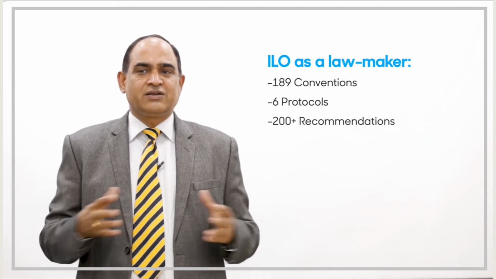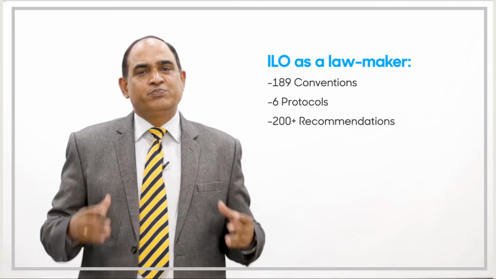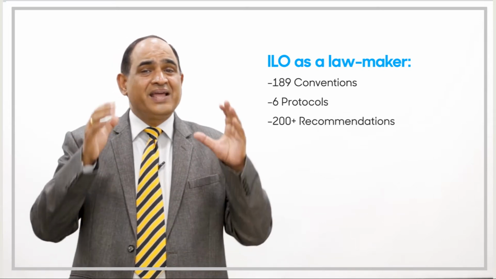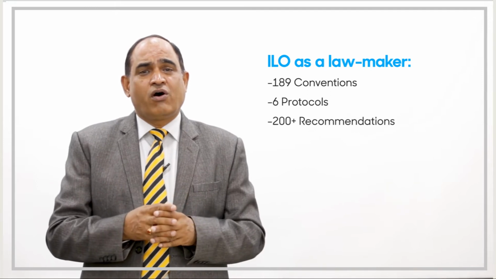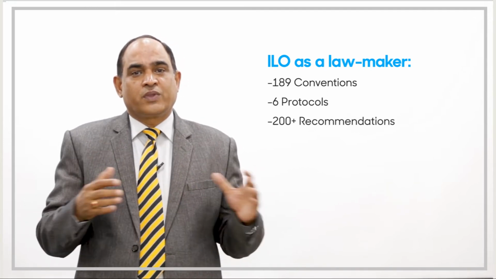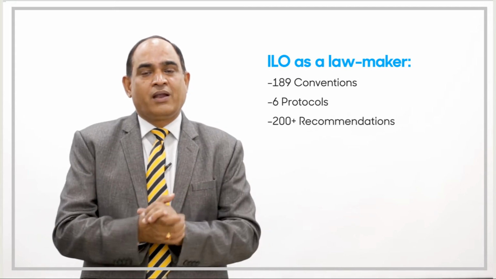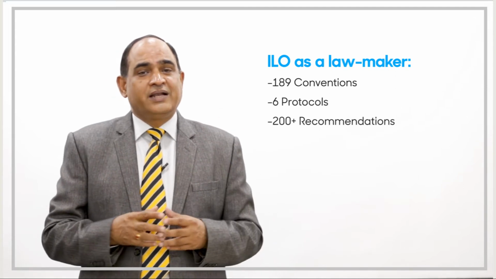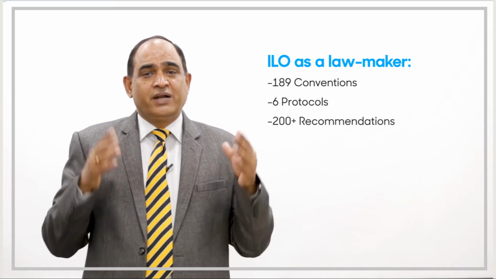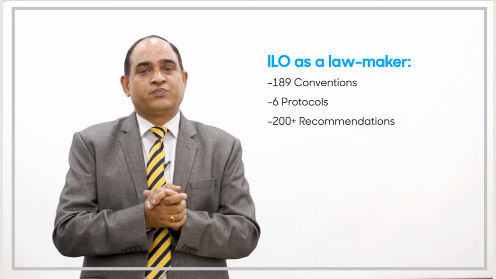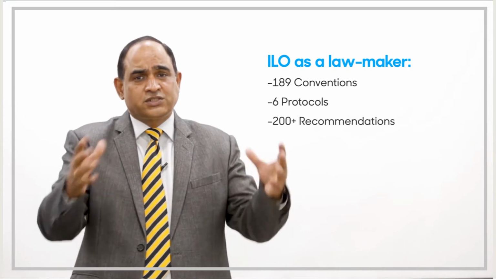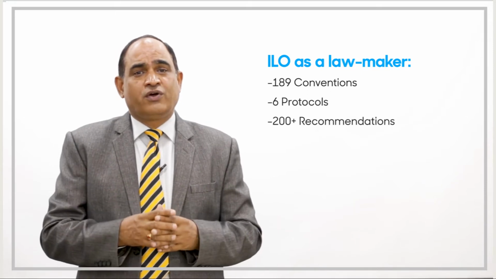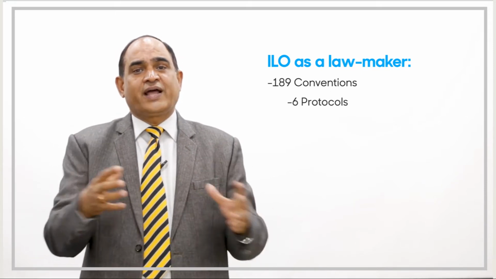If you look at the International Labour Organization, it has been a prolific lawmaker. It has adopted over 189 conventions on various facets of decent work and employment and protection of labour rights. It has also adopted six protocols and given over 200 recommendations on different aspects. Its work across the world in different countries has led to the compilation of labour statistics on different aspects.